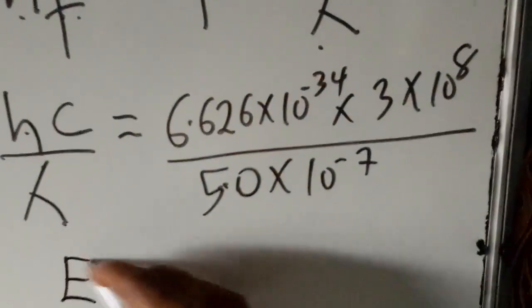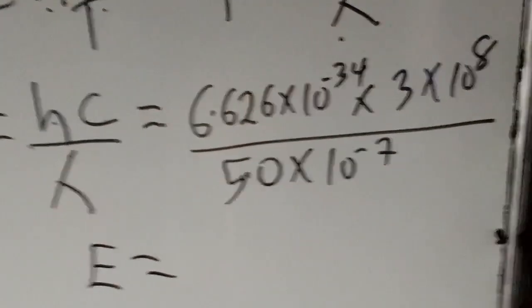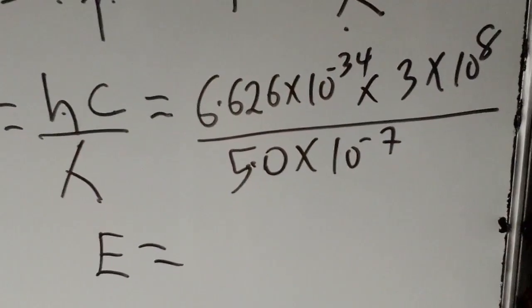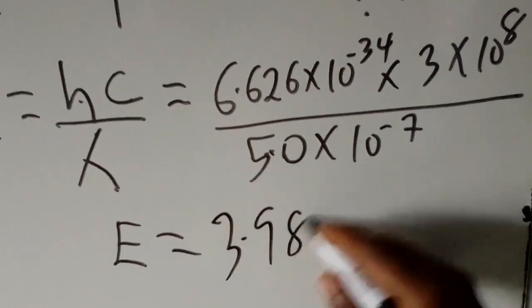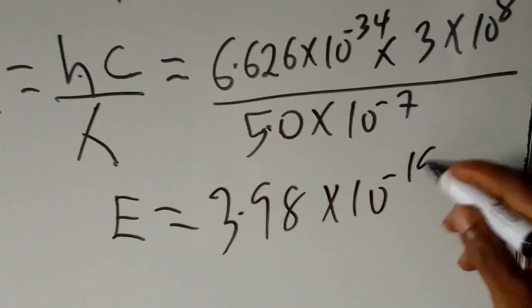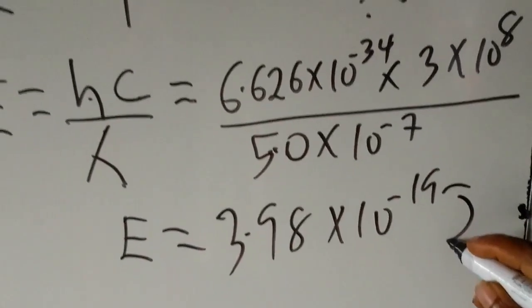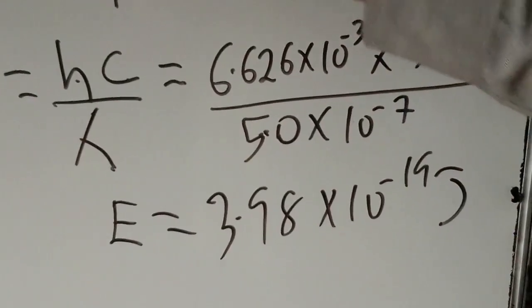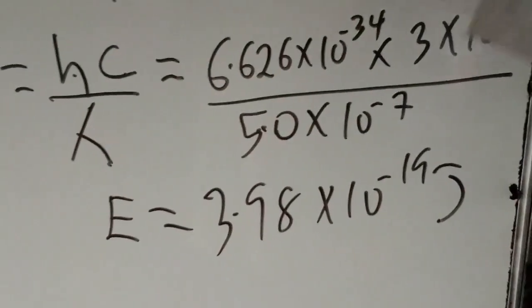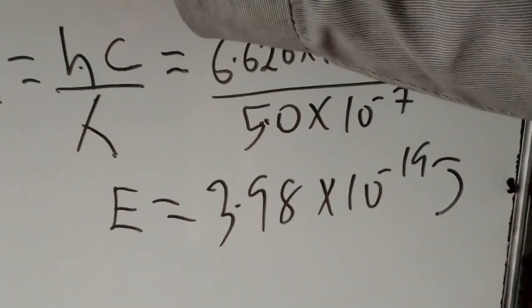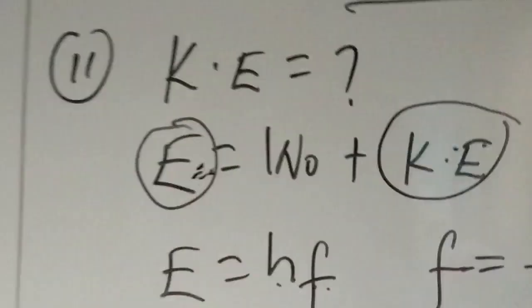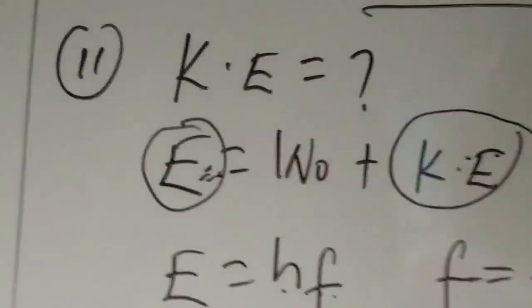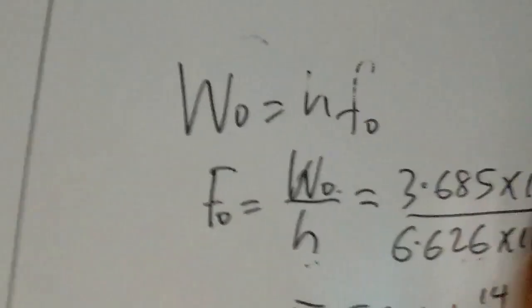So when we solve this, the energy of radiation is going to give us 3.98 times 10 to the power minus 19. So that is the energy of radiation, not yet the answer. We're looking for the kinetic energy of the photoelectron. Before then, we need to find the energy of the radiation. So we're looking for Ke, and before then we need to find the energy of radiation. So having done that, let me wipe this side.